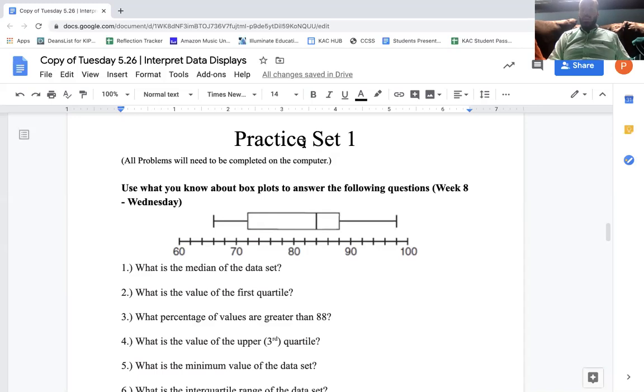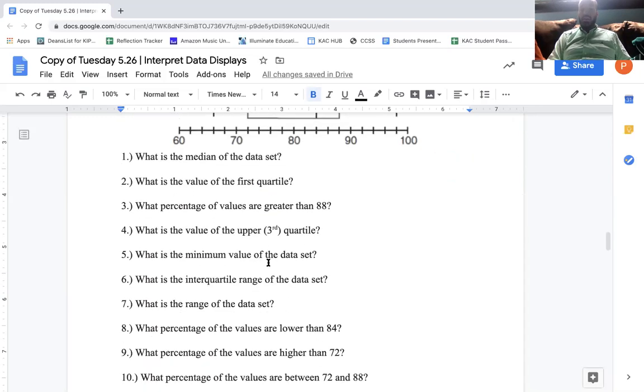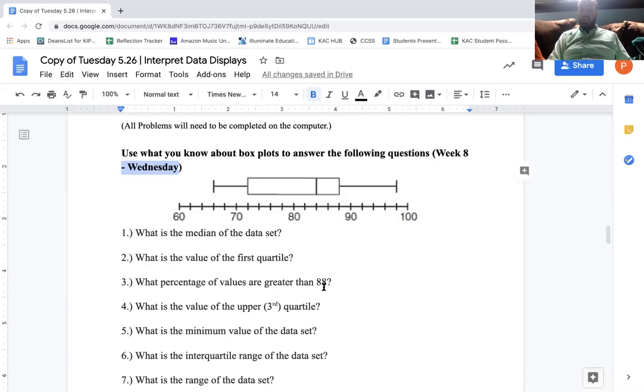What I want you to do right now is you're going to do problems practice set 1. For practice set 1, I'm just giving directions, so don't end the video yet. I'm giving directions. You're going to be asked to interpret a box plot. If you're not sure about this box plot, if you don't remember this lesson, go back to week 8 on Google Classroom Wednesday, and you may need to rewatch the video, okay? There's 10 questions just based on this chart.